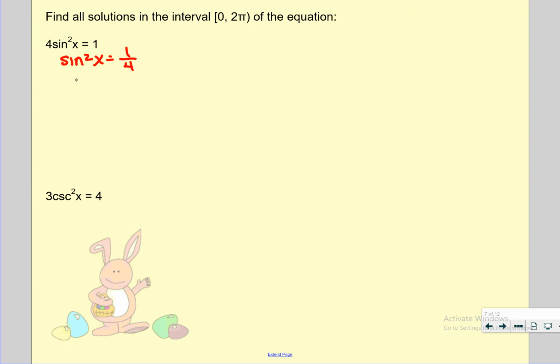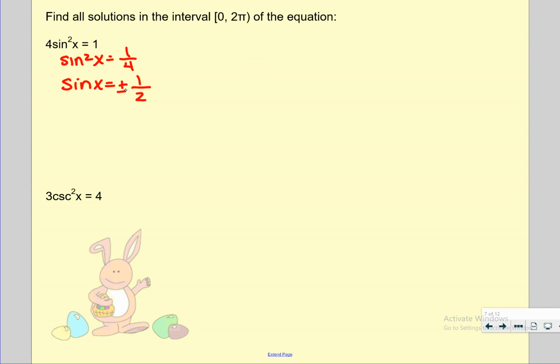If you have a fraction, remember you're just square rooting the numerator and square rooting the denominator. So the square root of 1 gives me 1. The square root of 4 gives me 2. And then if we take a square root, we want to include a plus or minus in front of it. And that plus or minus means you're going to have more solutions here. We're looking for anywhere on our unit circle where sine is either positive a half or negative a half. So there's going to actually be 1 in every single quadrant.